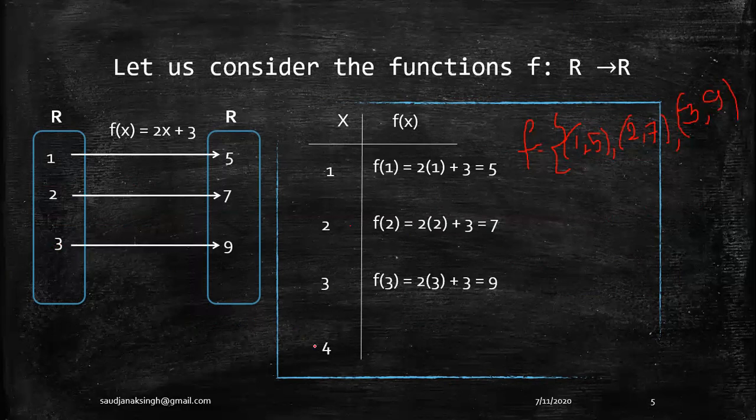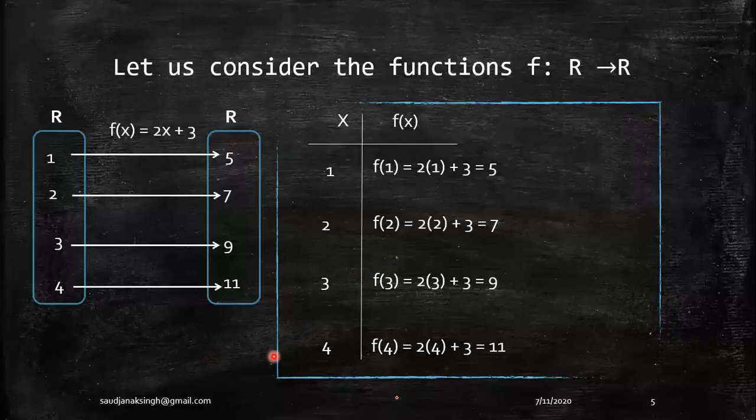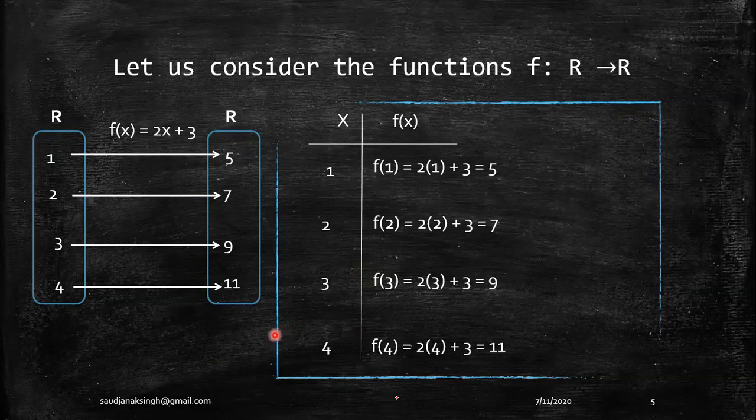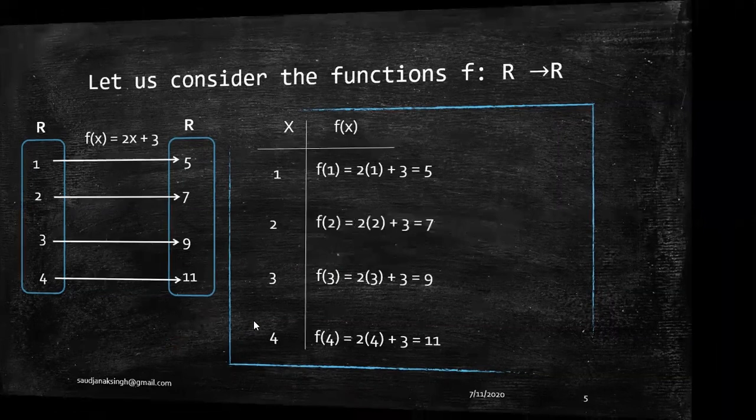If we put 4 as an input in the mathematical machine, the processing is 2 into 4 plus 3, and we get 11. So in ordered pair form it is 4 comma 11, enclosed by curly brackets, and it is shown in our arrow diagram also. This is the way to find the functional value. Normally x is the input and y is the output, the functional value.